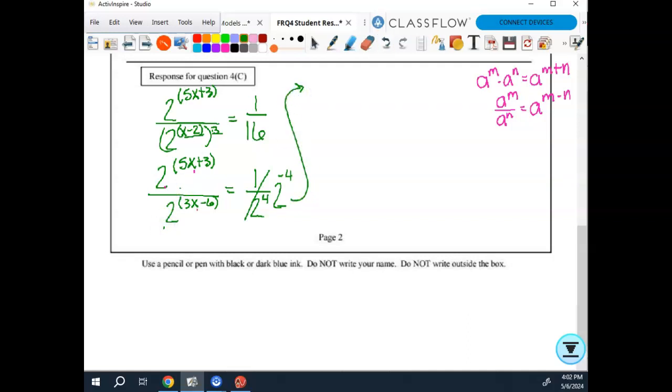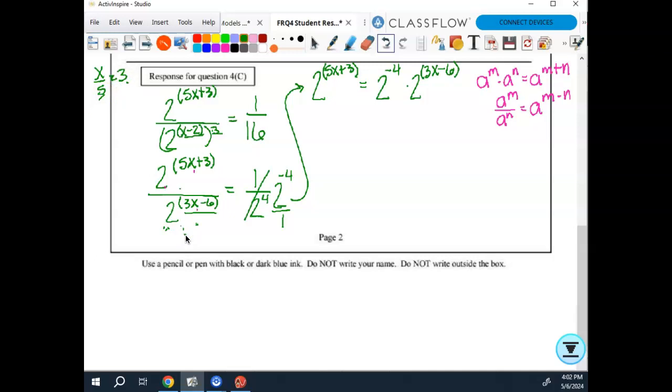So my numerator here is 2 to the 5x plus 3 power. That's equal to 2 to the negative 4th power times, because if I multiply both sides by this, it's like this over 1. So I'm going to multiply this over here, 2 to the 3x minus 6 power. Because I'm multiplying it. This would have become a negative exponent if I left it on this side, but because I'm multiplying it over there, it's different. It's just like if I had x over 5 equals 3, right? Just multiply both sides by 5. That's basically what I did right here.